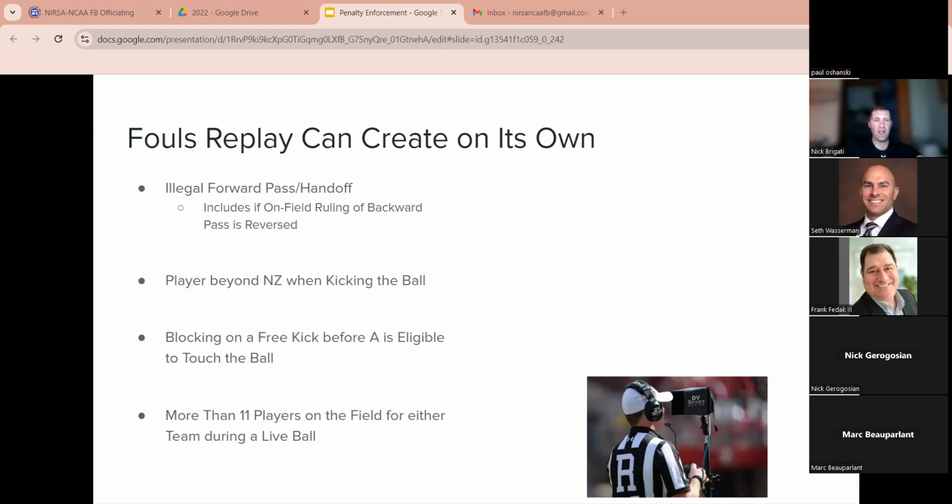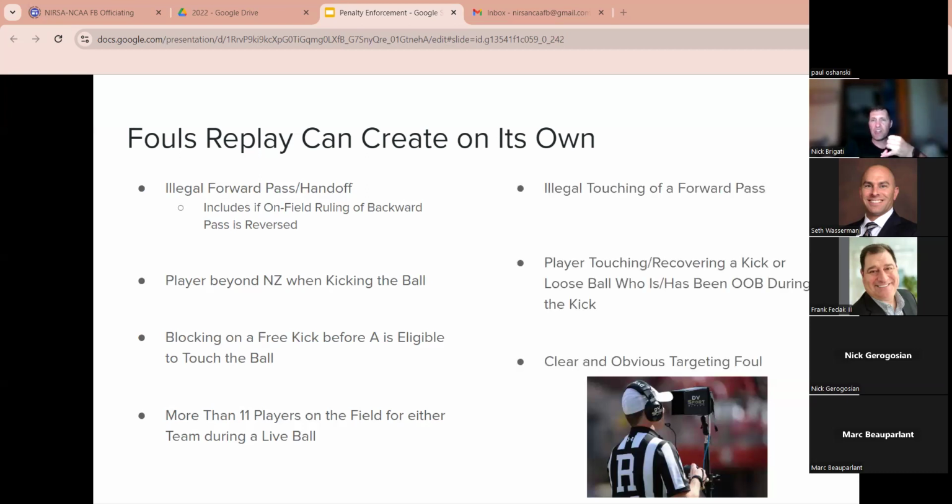Illegal substitutions, either because we had a flag down for more than 11 players on the field and we were wrong, or we didn't have a flag down when we should have, replay can create that. Illegal touching of a forward pass, a player who is touching or recovering a kick or loose ball who is or has been out of bounds during the kick, or a clear and obvious targeting foul, which is still how it's written in the rule book. So any of those situations, replay can create. Replay cannot create other fouls. There are situations where a referee's announcement could indicate that we would have had a foul if not for some other criteria that replay could then disprove, like there is no foul for defensive pass interference because the pass was touched behind the neutral zone.